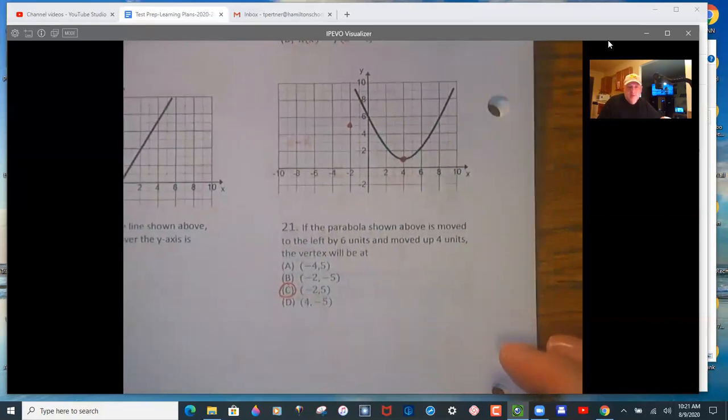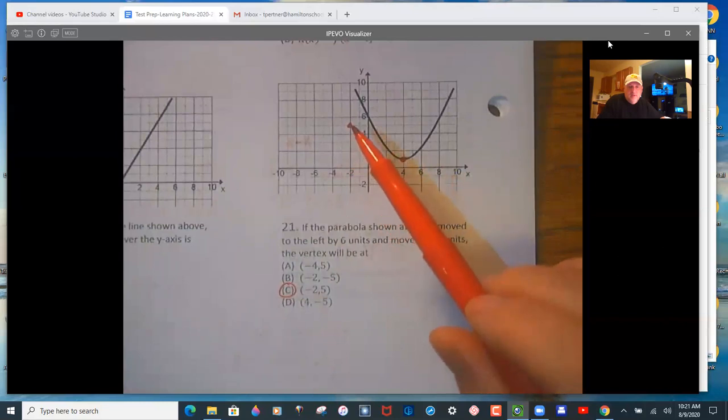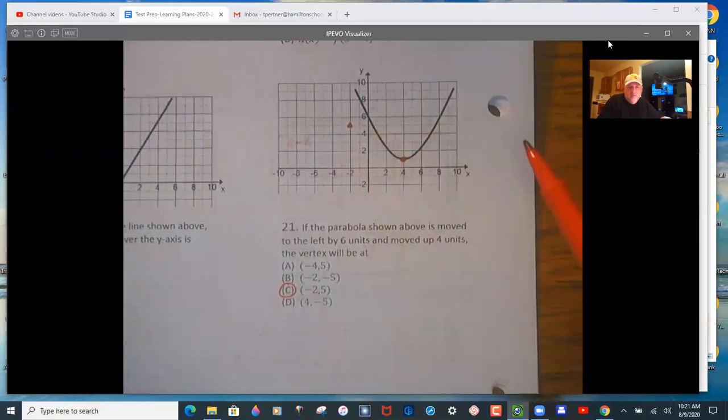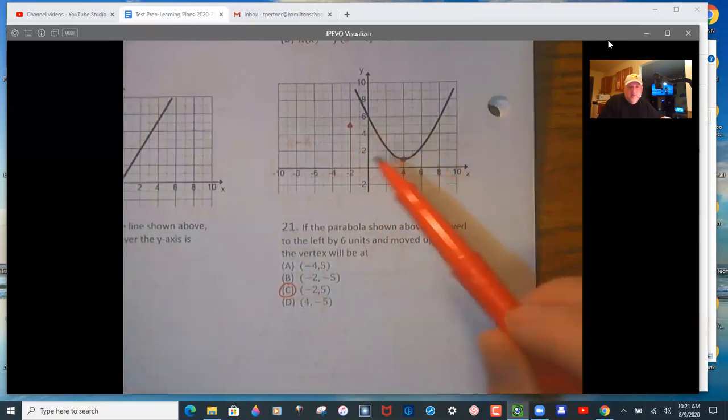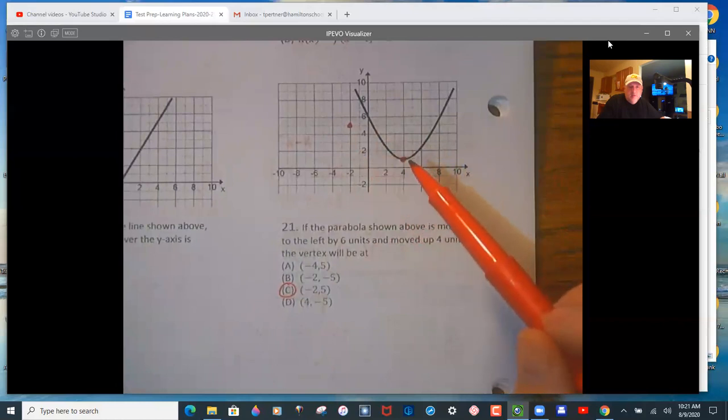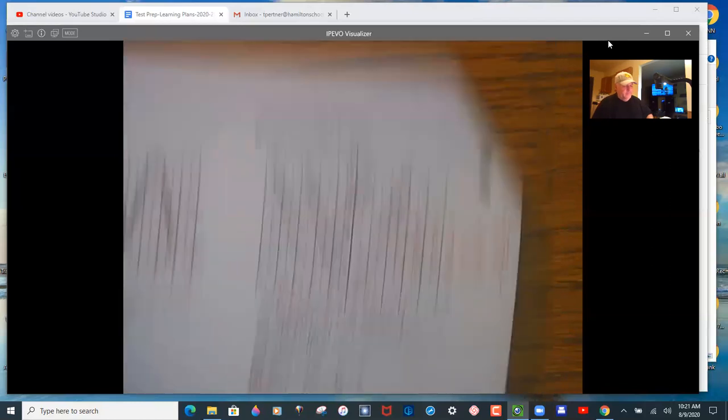21, left by 6 units and then up 4 units. Where will this point go to? So this point will go to negative 2, 5 when you do that.